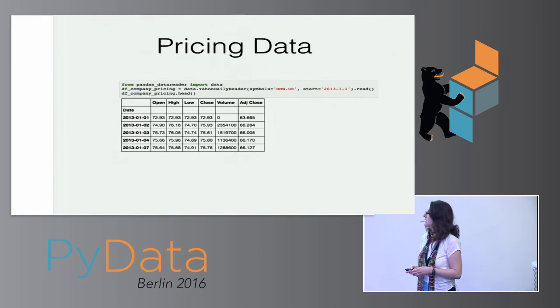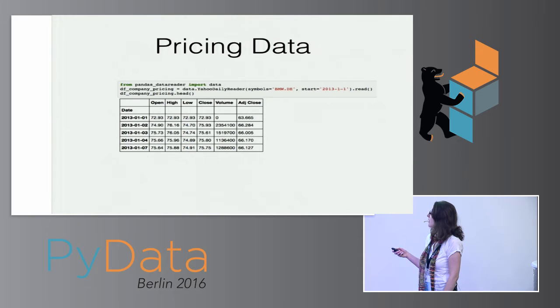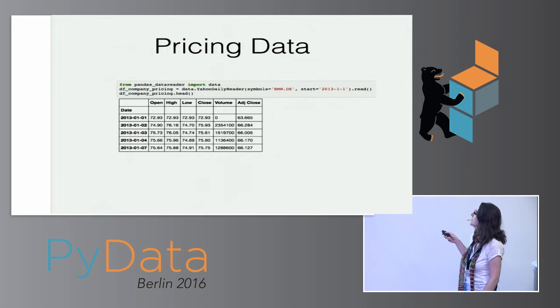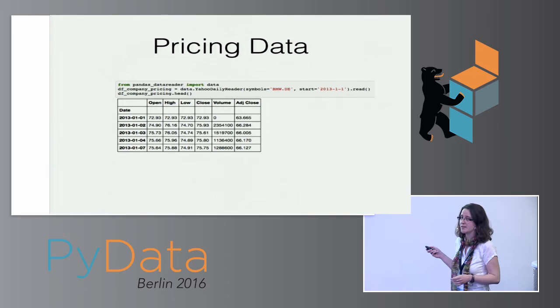For the rest, I'll go a bit more in detail. For a company, we get various pieces of information. Open means the open price, the high, low price, close price, volume, and an adjusted close. Close is when the stock market closes, that's the final price for the day. And these are daily prices, so end of day prices.